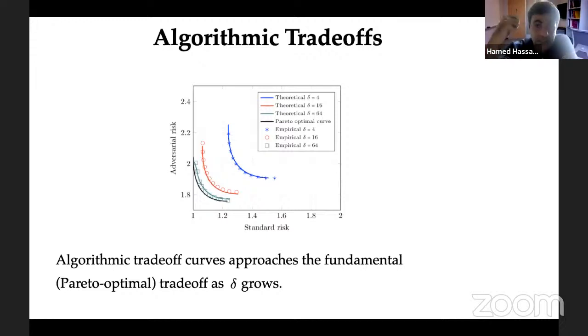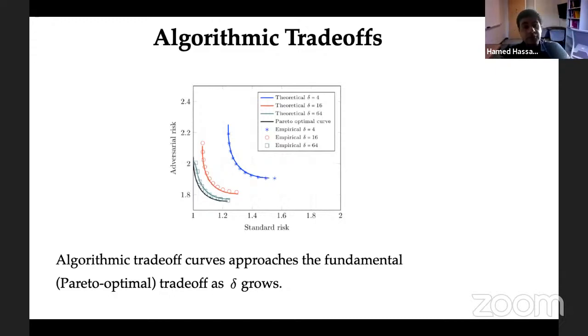As I said, there was this parameter delta, which was the ratio of the number of data points to the number of parameters. So if data is very large, this means that you basically have infinitely many data points compared to the number of parameters in your model. Now, as you see, the black curve at the bottom is the optimal curve, the fundamental limit. As you see, when we increase delta, the curves converge to the optimal point.